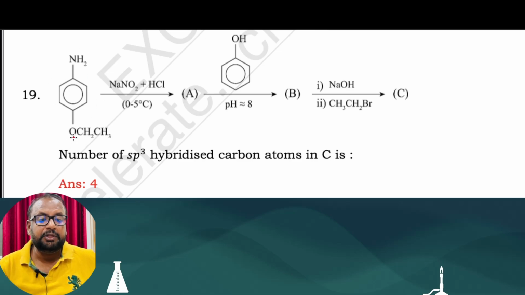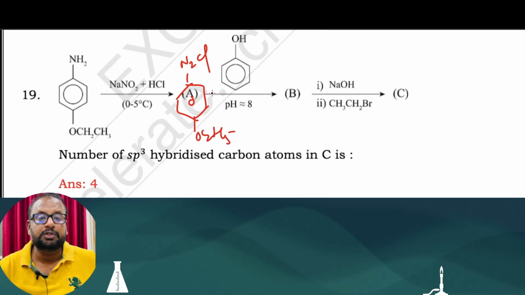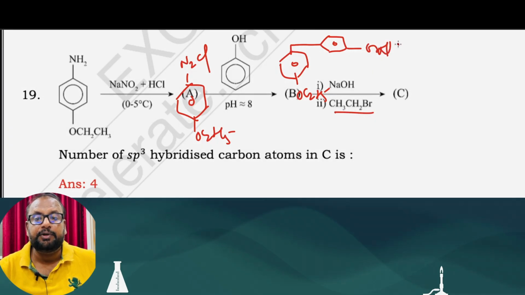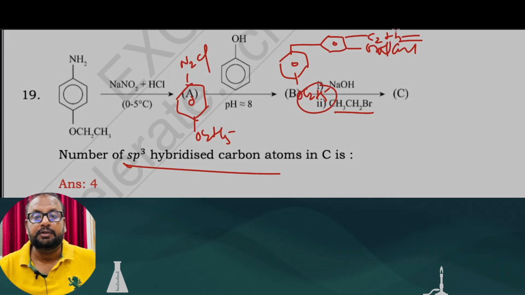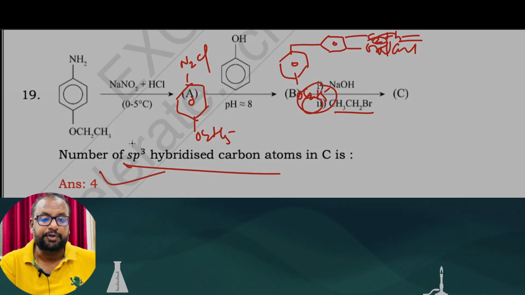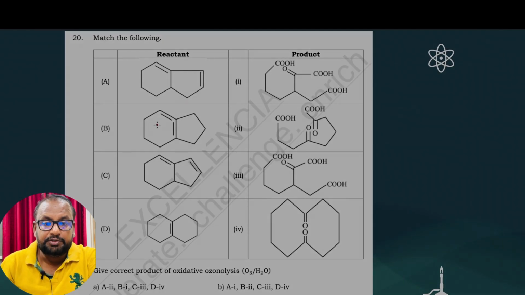Aniline having a methoxy group on the para position is diazotized. So we will be getting N2Cl and OC2H5. This is treated with this. So the compound B is going to be, here it is OC2H5. This part is going to connect to this one, which has OH. Then this is treated with NaOH, then C2H5Br. So this is going to connect here, and we get the C2H5 compound. If that is the case, sp3 hybridized carbons in C, there are 2 here, and 2 here. So the answer is 4, option A. Next and the last question, I got only 20 questions, memory based.